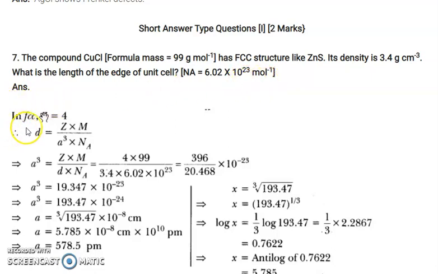So the answer is, in FCC, you can see Z is 4. You have the formula D is equal to Z into M divided by A cube into Na. So A cube is equal to Z into M divided by density into Na. You can put all the values here and do the mathematics. Then this value comes for A cube. Now calculate A, and then A comes in a different unit. So your unit is picometer. This is the mathematical formula. So you know, log of X, 1/3, log 93 in this one, and then antilog.